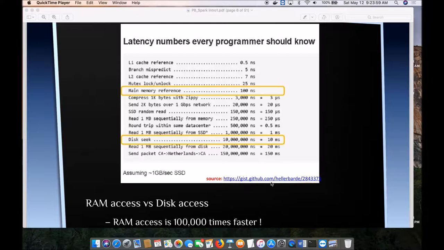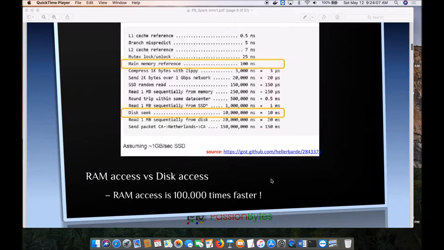And there is a beautiful source. The link is here. You can click on that and you can see the latest results always. This is when I created this particular slides. And as you can see, RAM access is 10 to the power of 6 times faster than the disk seek.